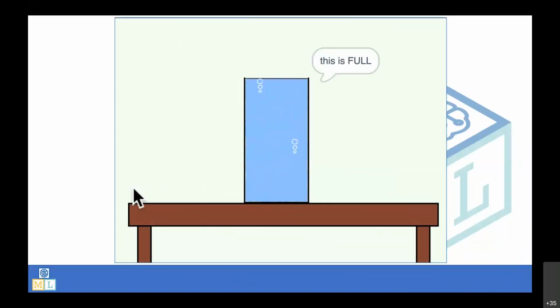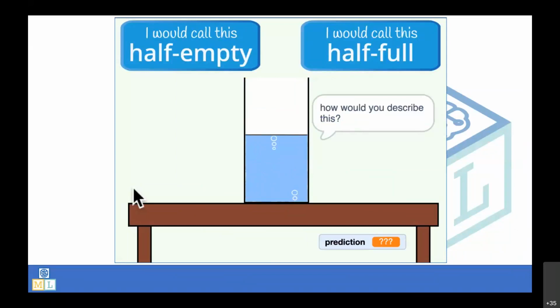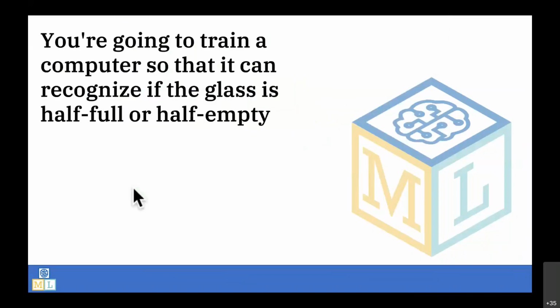But what if I fill it with a random amount of water? If I just pick some random amount like this, how do you describe this glass now? Is it half full or half empty? Now that simple job is what we're going to try and get a computer to do. You're going to teach a computer to be able to describe a glass based on how much water is in it. And the way you're going to do this is using machine learning as the technique.